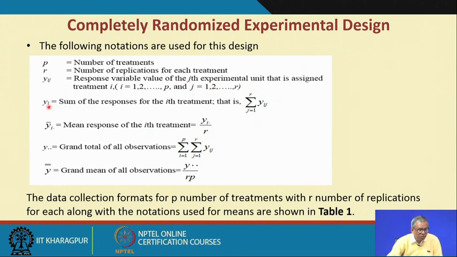What is Yi dot? It is the sum of the responses for the ith treatment, that is, sigma j equals 1 to R of Yij. What is Yi dot bar? That means the mean response for the ith treatment, Yi dot divided by R. What is Y double dot? That is the grand total of all observations, sigma i equals 1 to P, sigma j equals 1 to R of Yij. And what is Y double bar? That is the grand mean of all observations, Y double dot divided by R into P. These are the notations we use, and we have explained what each notation means.